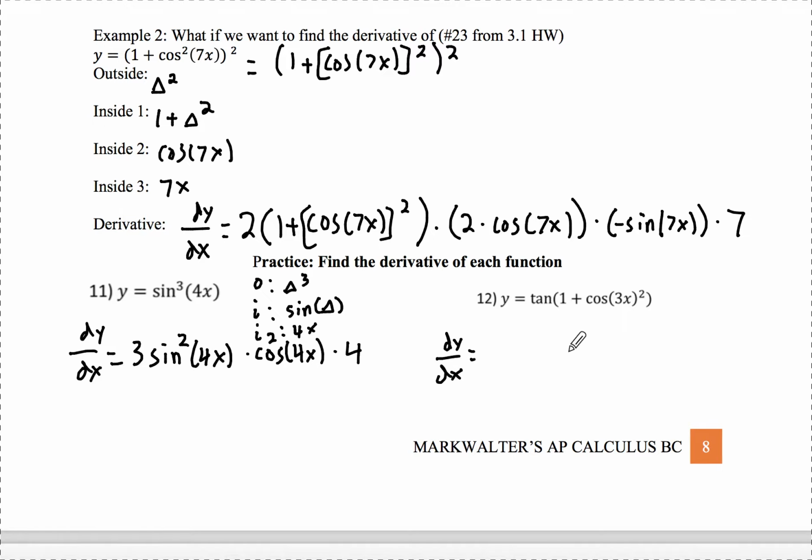All right, let's take a look. We have tangent of a bunch of stuff. So tangent is definitely our outside. The derivative of tangent is secant squared of, we just leave everything on the inside.